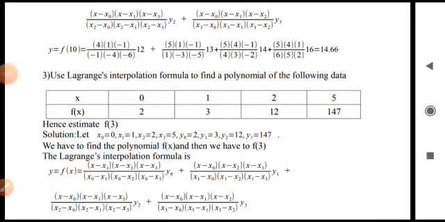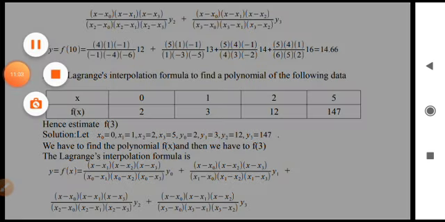Now the third problem. Use Lagrange's interpolation formula to find a polynomial for the following data. X and f of x are given. X is 0, 1, 2, 5. F of x is 2, 3, 12, 147. And hence we have to find f of 3. That is, we have to find the value of y at x equal to 3 after substituting for x in the polynomial.